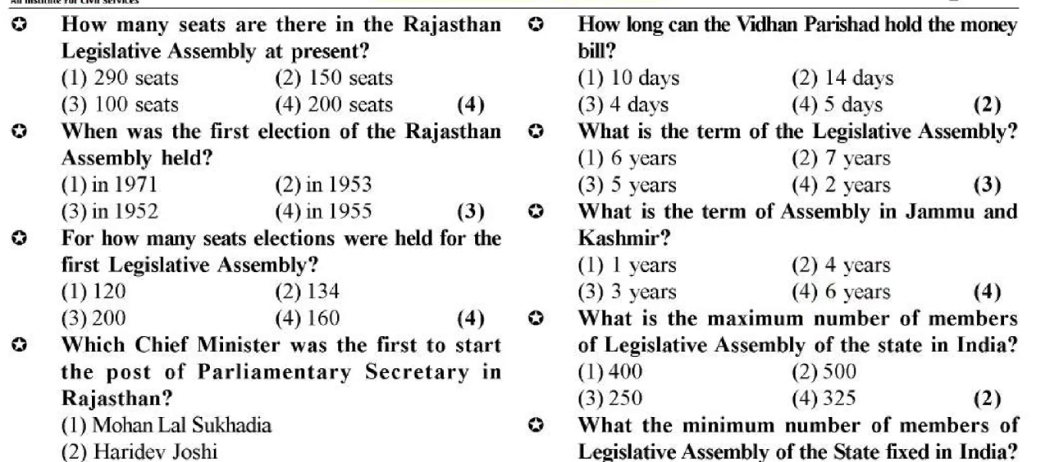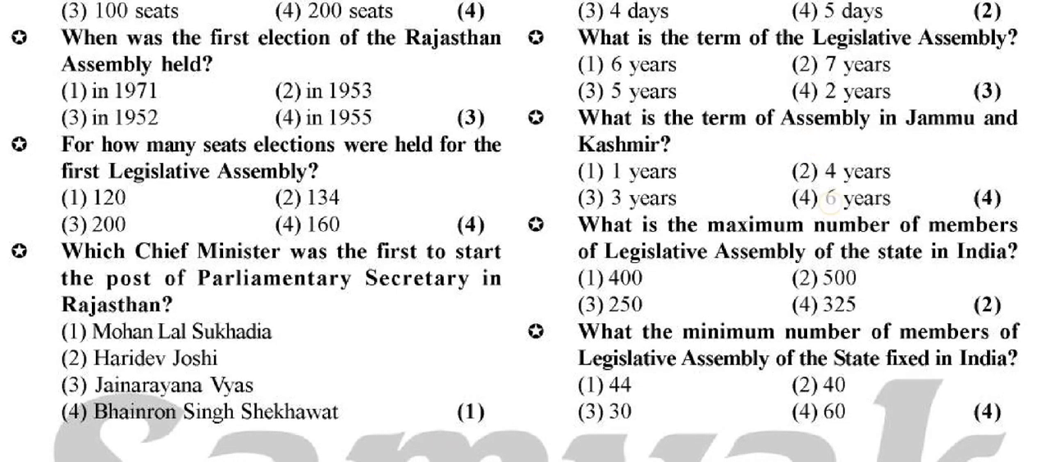160. What is the term of assembly in Jammu and Kashmir? 6 years. Which chief minister was the first to start the post of parliamentary secretary in Rajasthan? Mohanlal Sukhadia. What is the maximum number of members of the legislative assembly of a state in India? 500. What is the minimum number of members of the legislative assembly of a state fixed in India? 60.